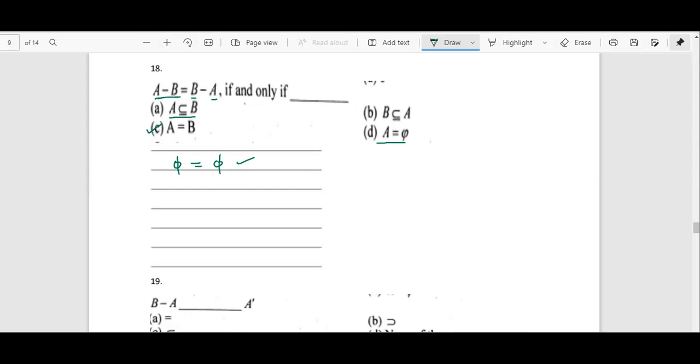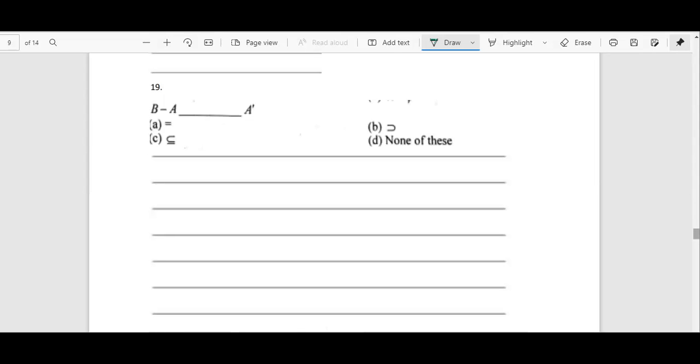Okay. Now let's just discuss the 19th question. B minus A, dash A complement. Now I need to choose a symbol, right? Either B minus A equals A dash, or B minus A is a subset of A dash, or A dash is a subset of B minus A, or none of these, right? Okay. So we have a few options. Now let's talk about it.